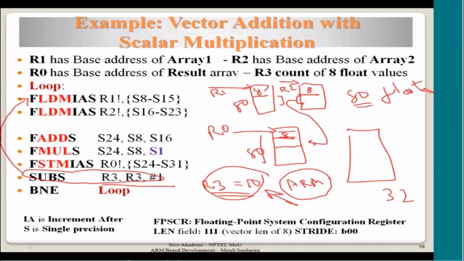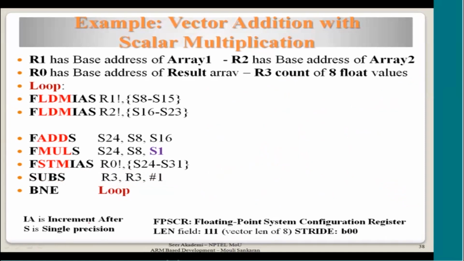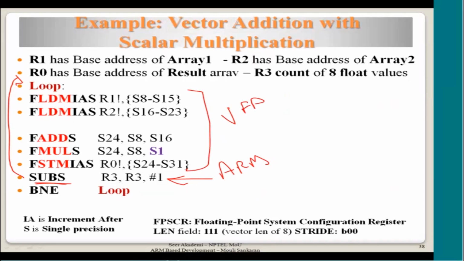The looping back control is done by whom? The ARM processor, because the instruction sequence is controlled by ARM. Now what happens is, after this execution, because this subtraction is done in the ARM processor, this instruction is an ARM instruction. You have to keep in mind which are floating point VFP instructions, which are done by the coprocessor, and which are ARM instructions.